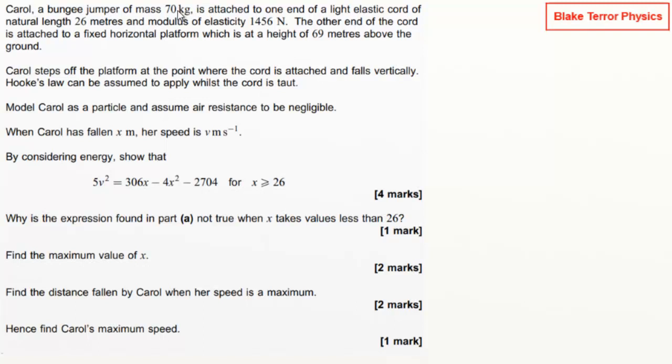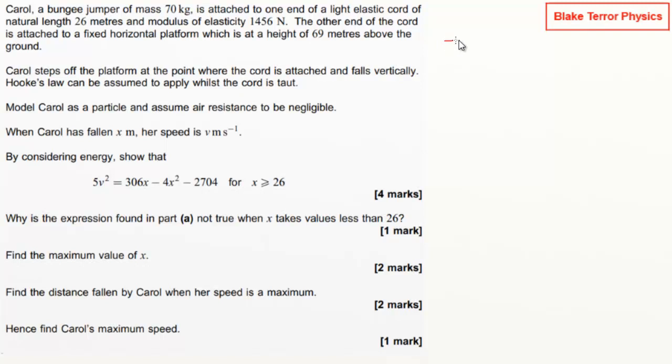Bungee jumper, mass 70 kilograms, attached to one end of a light elastic cord, natural length 26 meters, modulus of elasticity 1456 newtons. Other end of the cord is attached to a fixed horizontal platform, a height 69 meters above the ground. Right, let's start drawing some of this out.